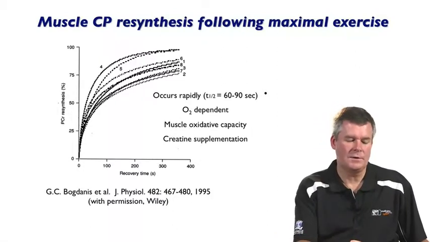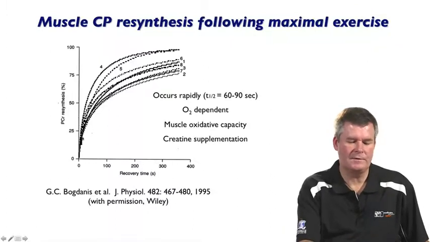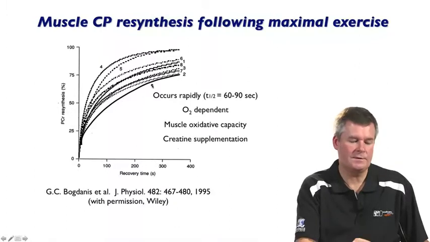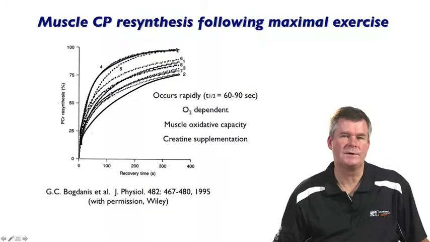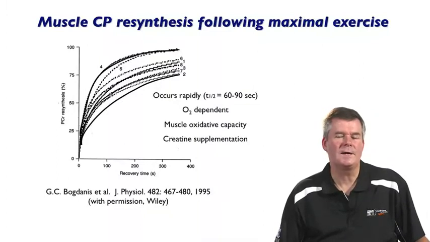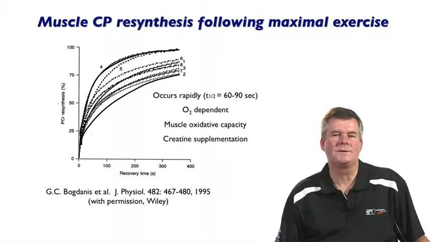In this study, you can see a modelling of the rates of creatine phosphate resynthesis, and here a relatively slow resynthesis, and in these subjects a faster resynthesis. And the differences there are largely due to differences in the oxidative capacity. The higher the muscle oxidative capacity, the faster the resynthesis of creatine phosphate. And finally, one of the reasons why many athletes supplement their diet with creatine is to enhance the resynthesis of creatine phosphate. And this is important for high-intensity repeated sprint efforts.